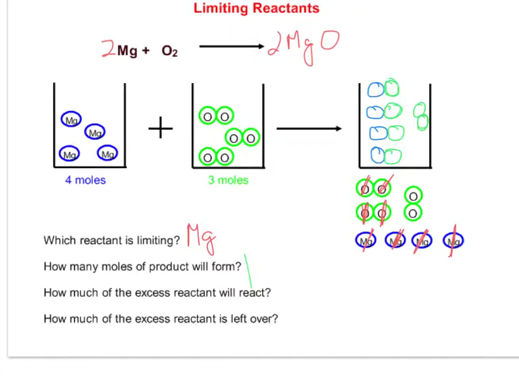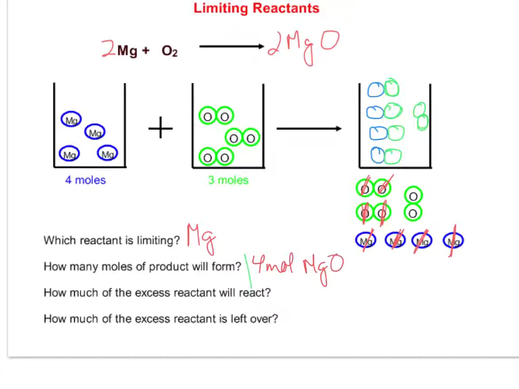Okay, how many moles of product did we form? So let's look at this. We have 1, 2, 3, 4 MgOs. So 4 moles is our answer. 4 moles of MgO.